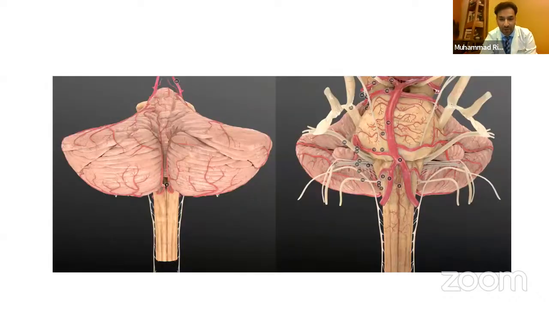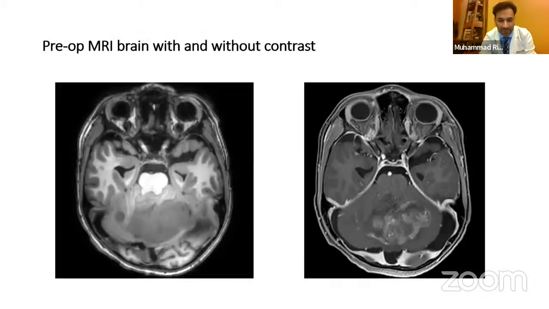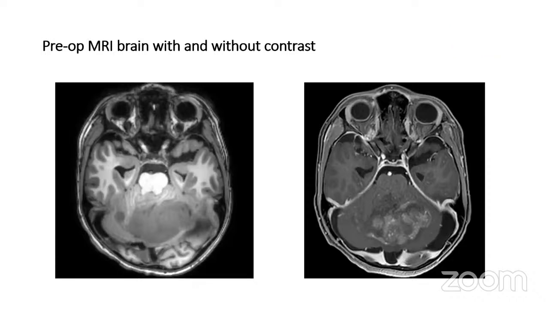I don't want to go into the detail of anatomy in the posterior fossa circulation. Areeba already discussed it pretty extensively, and there is no point for me to jump in and further highlight it. So I will jump straight to my cases. This is an 11-year-old male who presented to the ED with vomiting, ataxia, headache, double vision, and walking difficulty. While he was in the ED, an MRI brain was done. We don't do CT scans in the peds population because of radiation exposure.